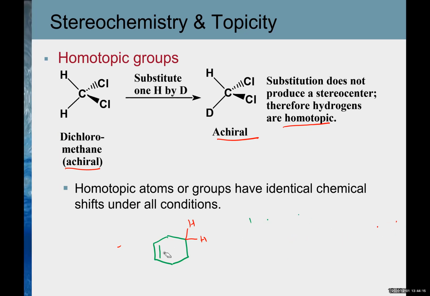Just to be clear, Professor, if the double bond was not there, this would be homotopic, right? I was coming to that. So what are they now? Are they still enantiotopic? No, they would be homotopic. Yes. So now they are homotopic because if we replace them with a proton, it's still not chiral, right? So not chiral means they are homotopic.